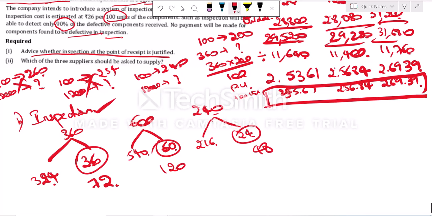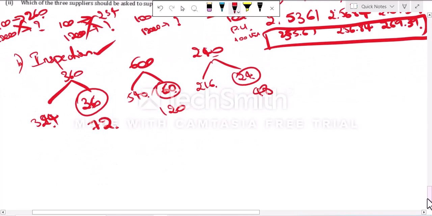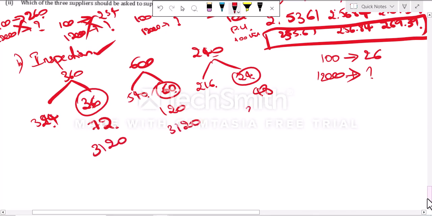This is one cost. The second cost, they will incur 26 per 100 units. On which do we need to calculate that 26? They need to verify 12,000 units. For 100 units, they will incur 26. So for 12,000 units, how much? In each case, they will verify 12,000 units and get to know which are the defective products. So 12,000 into 26 by 100. In each case 3120 they will incur for inspection cost.